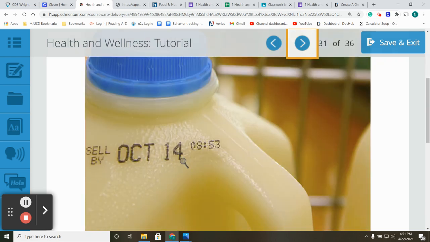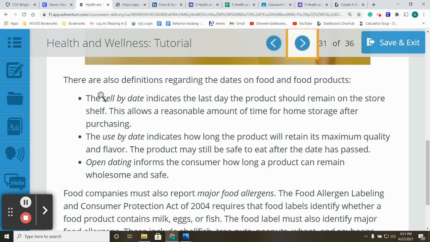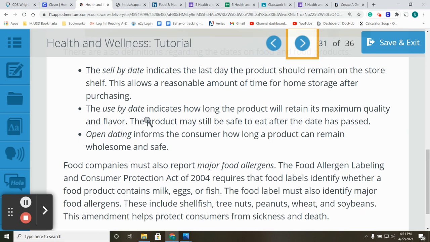Sell by October 14th. There are also definitions regarding the dates on food and food products. The sell-by date indicates the last day the product should remain on the store shelf. This allows a reasonable amount of time for home storage after purchasing.